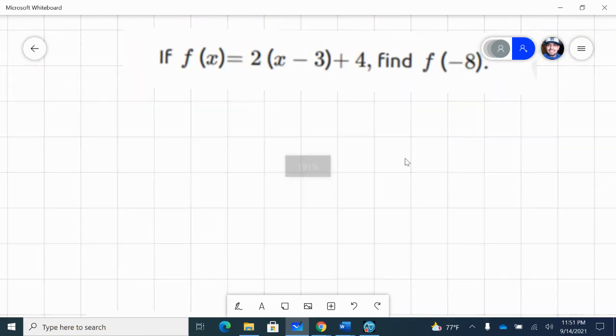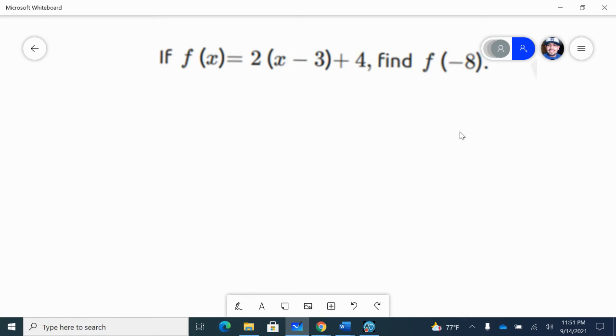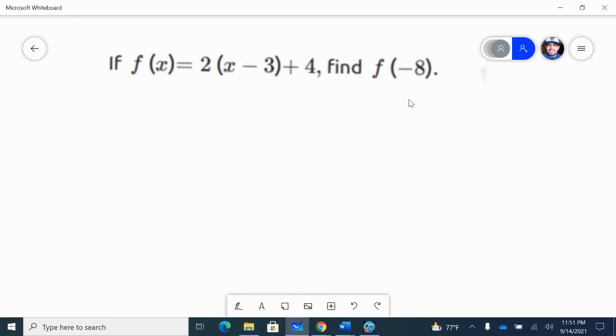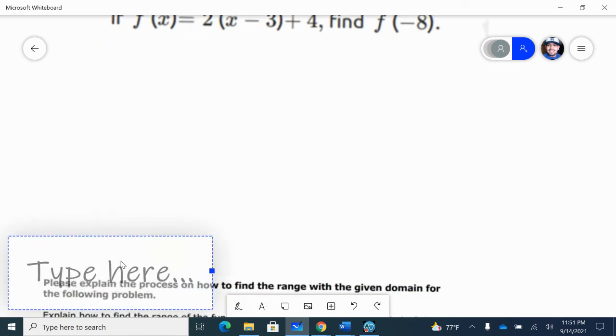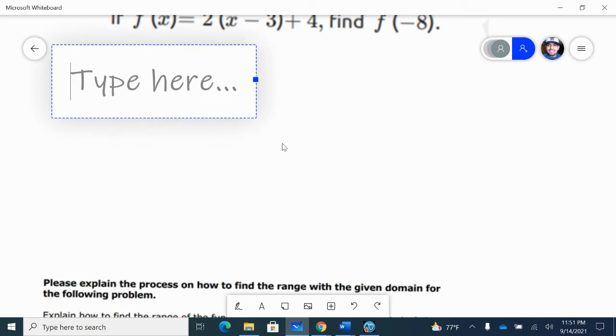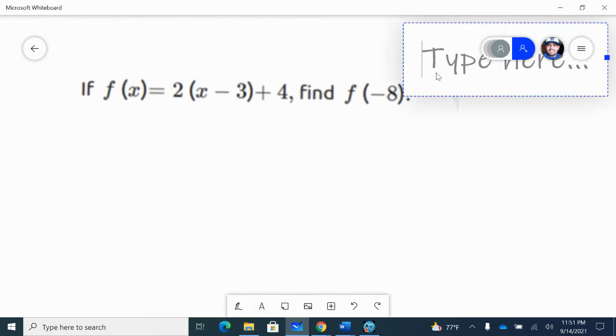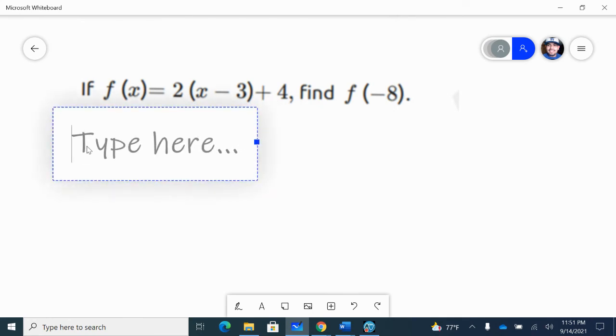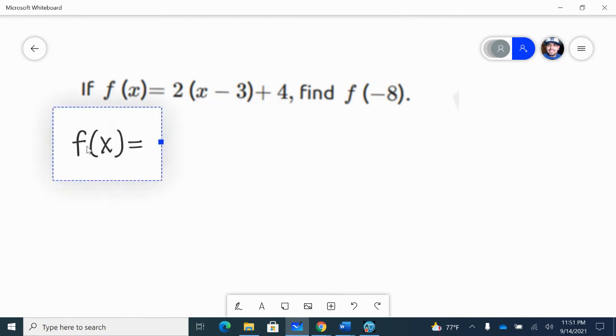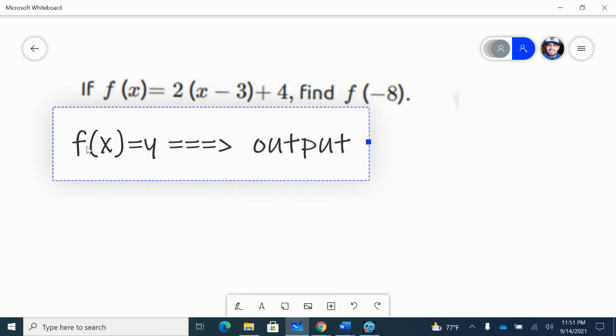If f of x equals 2 times x minus 3 plus 4, find f of negative 8. This falls on the same problem that we just talked about, right? Again, what is f of x? f of x is equal to y, right? It's another way of saying what are the outputs of a function. If you remember when we talked about it in class, we said it's just a way of talking about functions. We can see what the output is when we know the value of x. That's what this boiled down to, right?